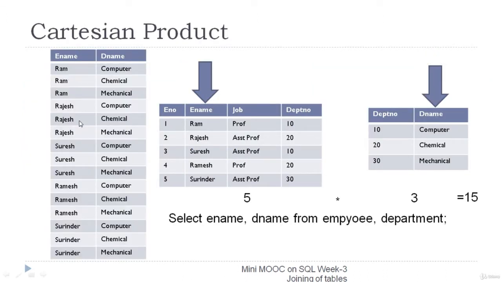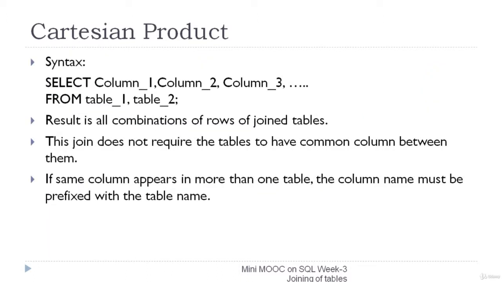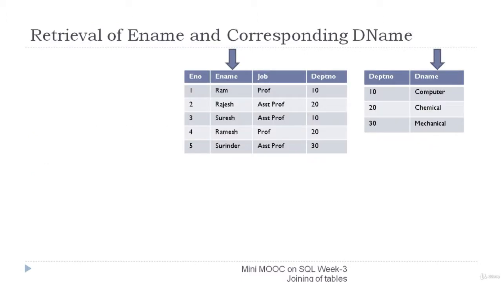So here the output will be all possible combinations of ename and dname, and this is the concept of Cartesian product. The syntax of Cartesian product is select column 1, column 2, column 3 and so on from table 1, table 2. Here the result will be the Cartesian product of all the rows of the joined tables. It is important to note that Cartesian product does not require the tables to have common columns between them. And if the same column appears in more than one table, then the column name must be prefixed with the table name to resolve its ambiguity.